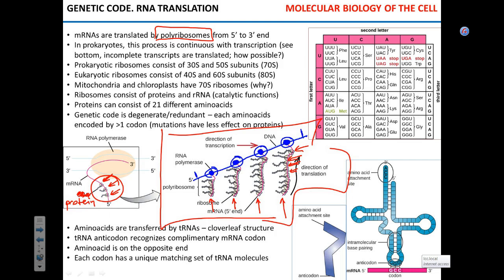Again, the analogy that I make for this is like reading a novel in some kind of a magazine. You know how they used to publish novels chapter by chapter in a magazine? So you get the first issue of the magazine, you read the first two chapters. While you are reading that, the author writes the third and fourth and publishes them in the second issue. While you're reading the third and fourth, the author writes the fifth and sixth. Does that make sense? So the process of transcription and translation in prokaryotes is continuous. Translation occurs on the incomplete transcript.